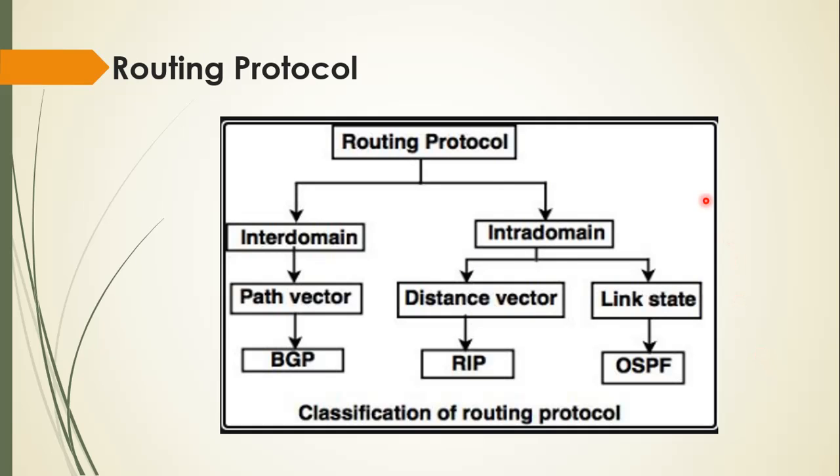Routing protocols. As I have explained, routing protocols are of two types: interdomain and intradomain. In interdomain we have path vector, for which we have BGP. In intradomain we have distance vector, for which we have RIP, and another intradomain type is link state, for which we have OSPF. In this lecture I will explain link state, and in the next lecture I will explain OSPF.